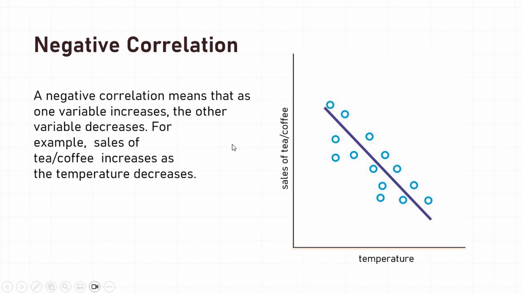Negative correlation would be like this, a straight line showing a negative relationship. A negative correlation means that as one variable increases, the other variable decreases. For example, sales of tea or coffee increase as the temperature decreases.